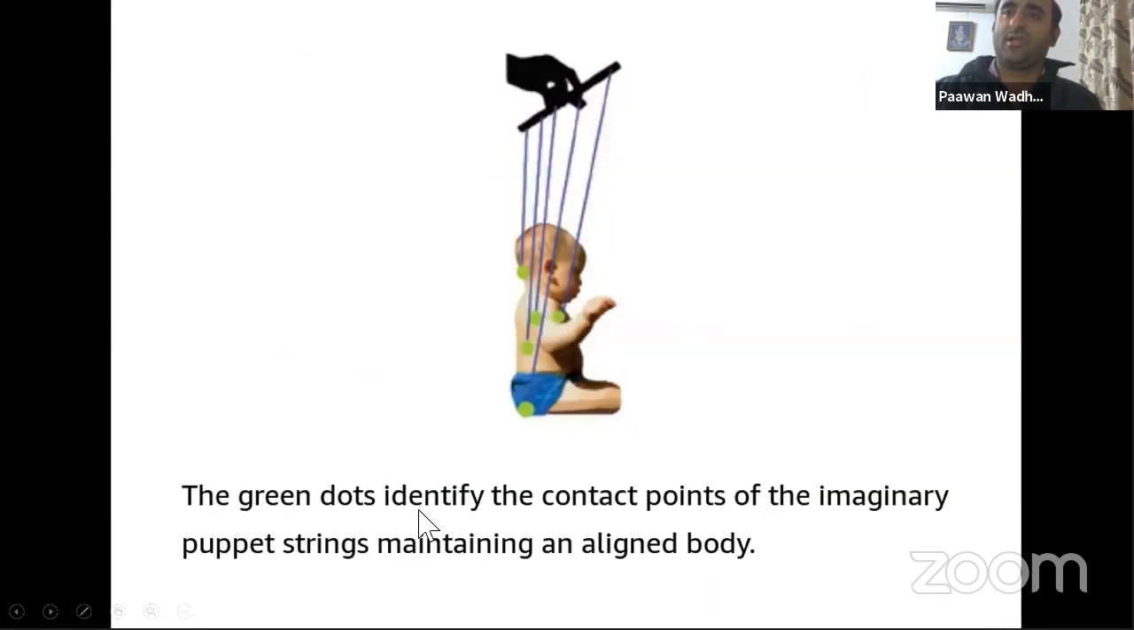The green dots identify the contact points of the imaginary puppet strings maintaining an aligned body. These are the imaginary puppet strings which are maintaining the alignment of the body. This is for your visualization.